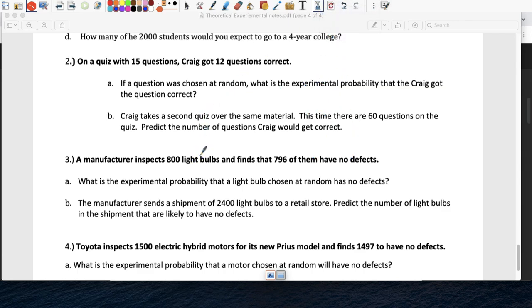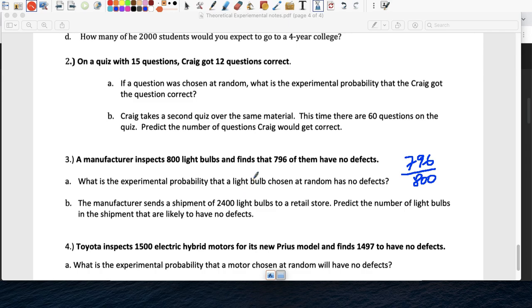3, same thing. There's 800 light bulbs, and we find out that 796 have no defects. So the experiment was, out of the line in the factory, pull out 800 light bulbs. So what's the experimental probability that the light bulb chosen has no defects? Well, in our experiment, we found that 796 out of 800 have no defects.